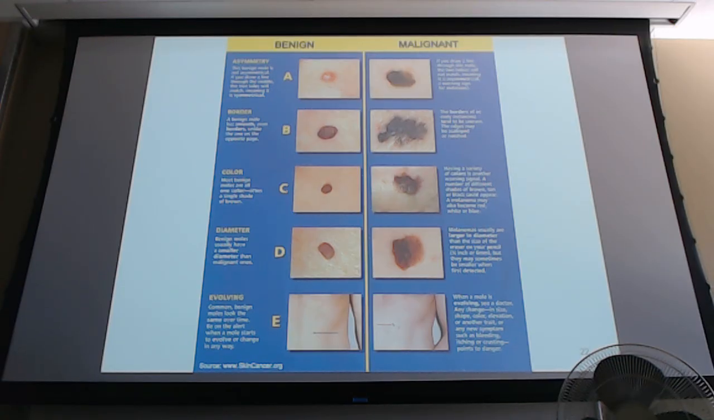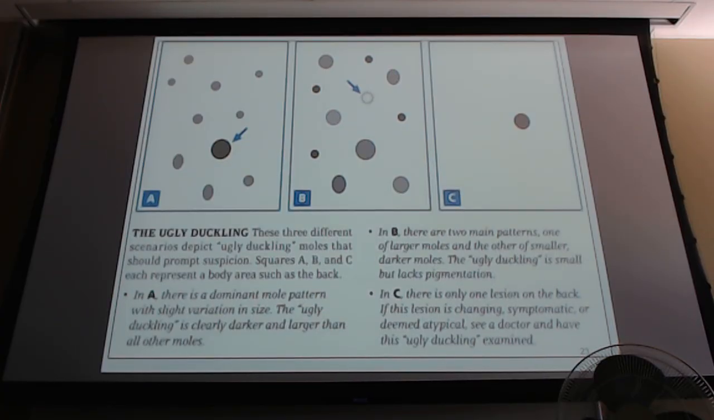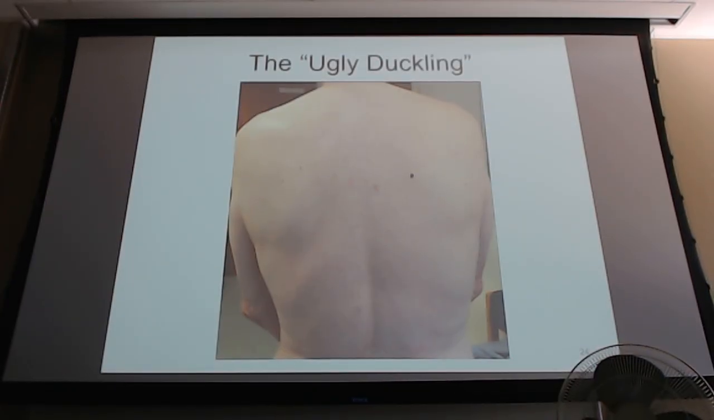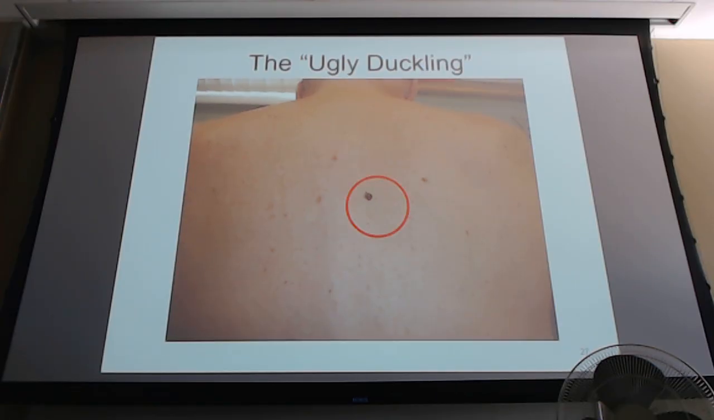We've got color. It's not one color. We've got a black, and a brown, and a pink, and a blue, and it's all over the place. Diameter, if it's greater than 5 millimeters, then we are concerned about that. And then evolution, is it changing? What did that first picture of it look like, and what does it look like now? Ugly duckling, again, it's just showing him out. Where's the ugly duckling on that one? Boom, there it is. How about that one? Boom, there he is. Okay?